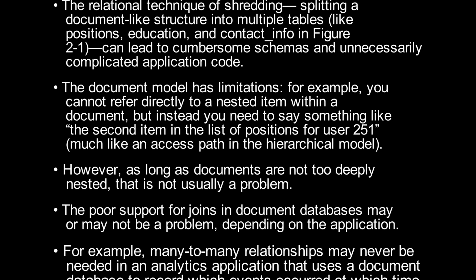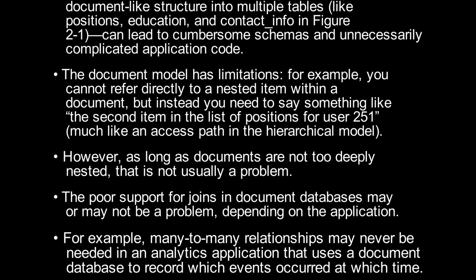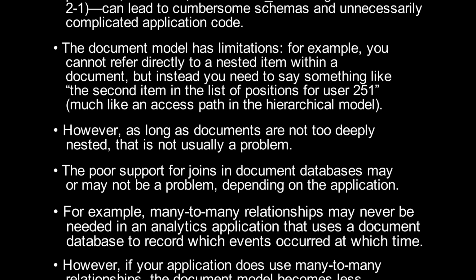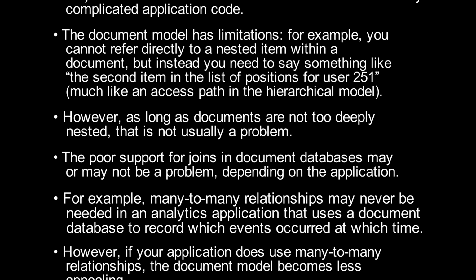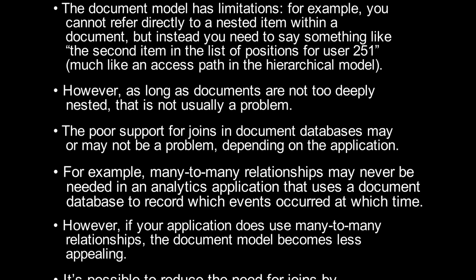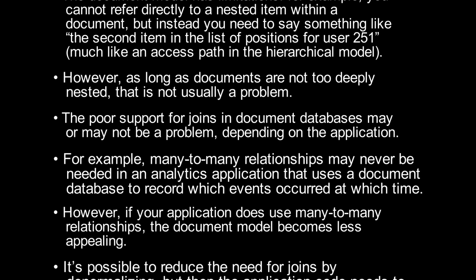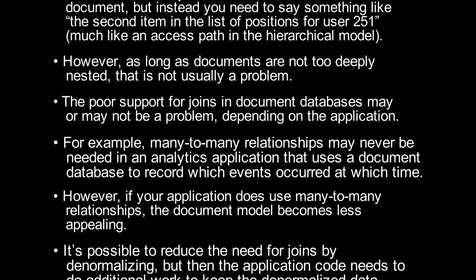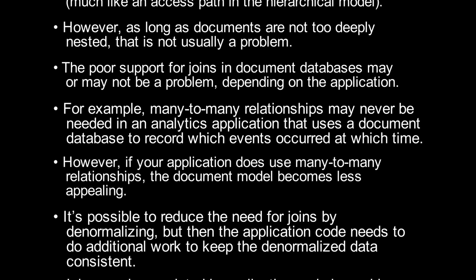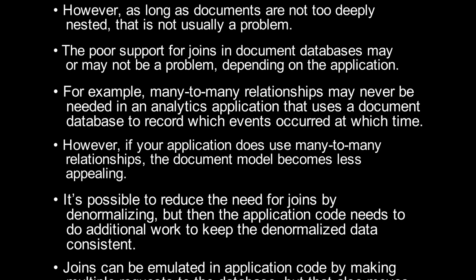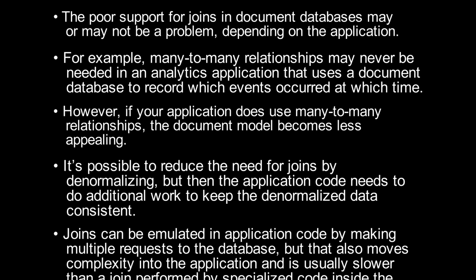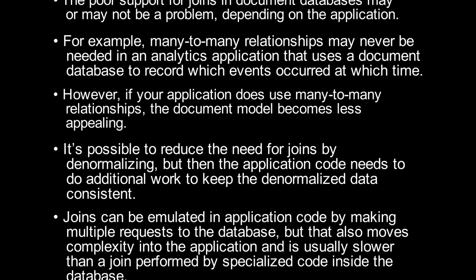The poor support for joins in document databases may or may not be a problem, depending on the application. For example, many-to-many relationships may never be needed in an analytics application that uses a document database to record which events occurred at which time. However, if your application does use many-to-many relationships, the document model becomes less appealing. It's possible to reduce the need for joins by denormalizing, but then the application code needs to do additional work to keep the denormalized data consistent.